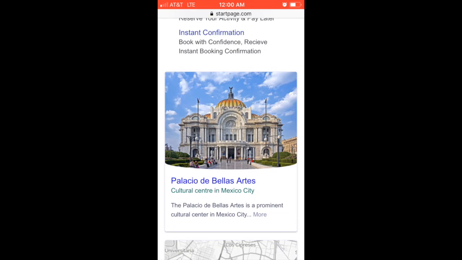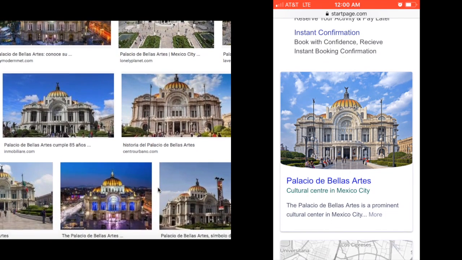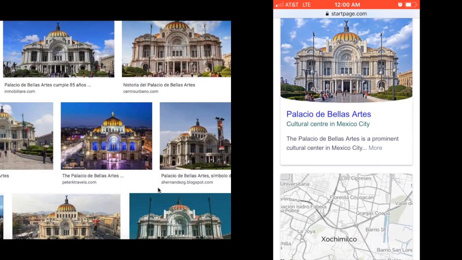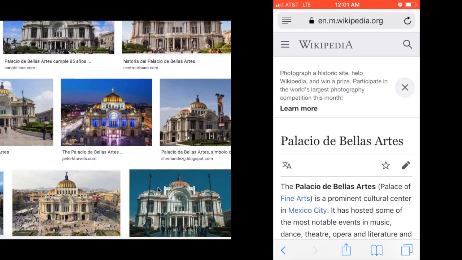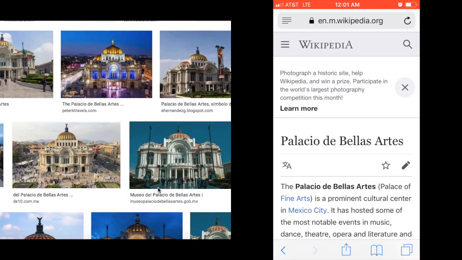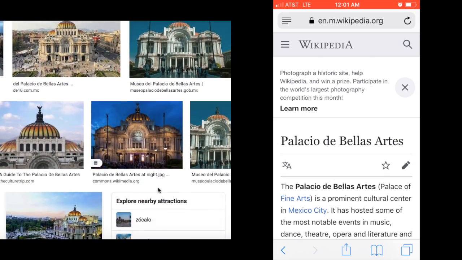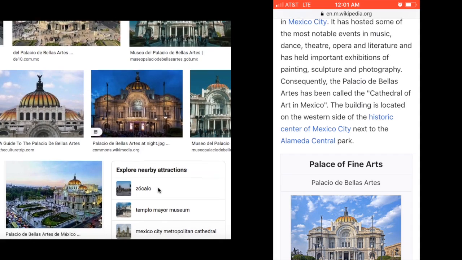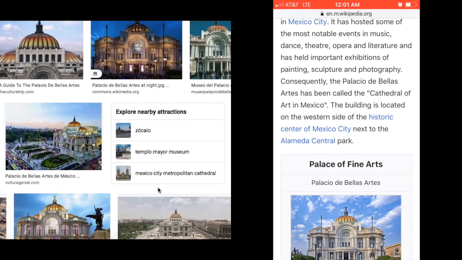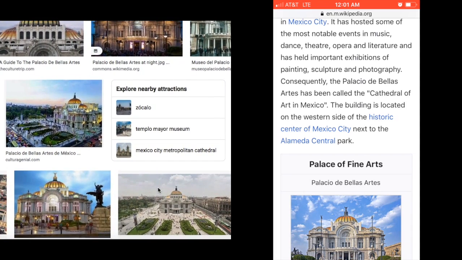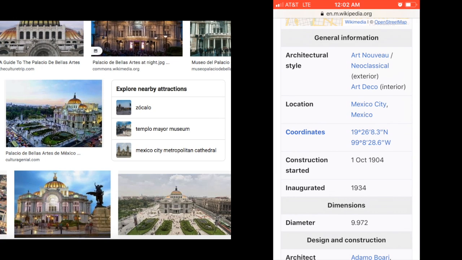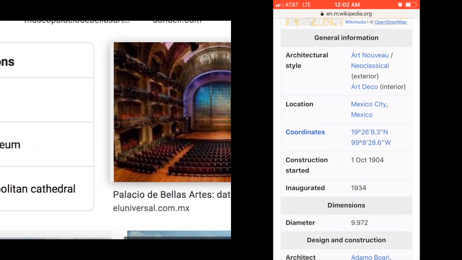And here someone told me in a comment to check out this Palacio de Bellas Artes in Mexico City. Translated as the Palace of Fine Arts, very similar to our World's Fairs. The building is located on the western side of the historic center of Mexico City. Architectural style is Art Nouveau or Neoclassical.